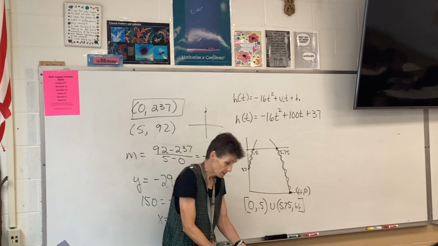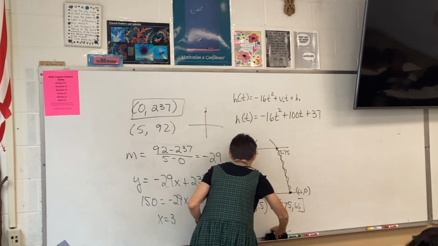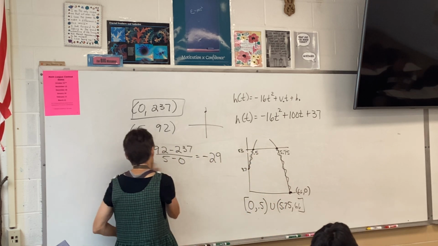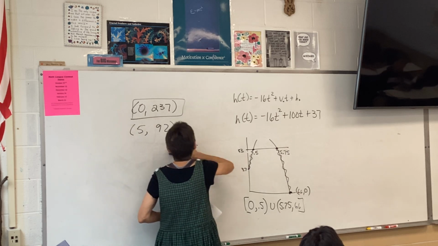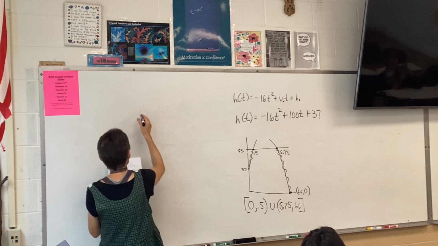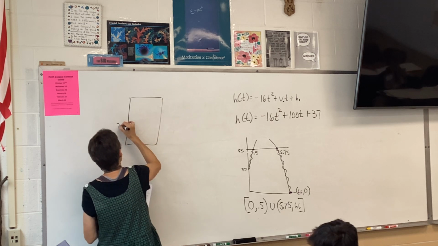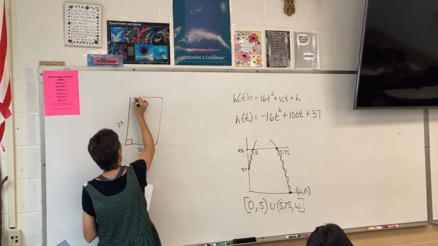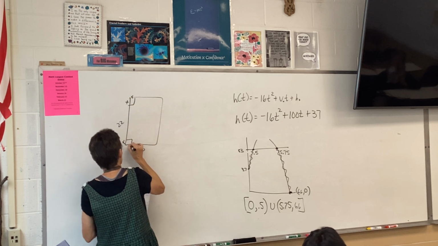P7. Number 2 is the box problem. So our paper is 20 by 22. Cutting our corners off.